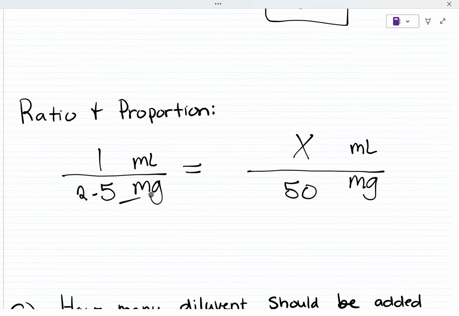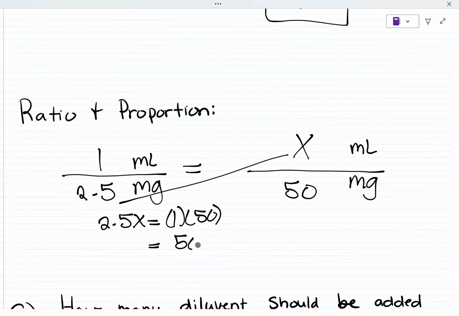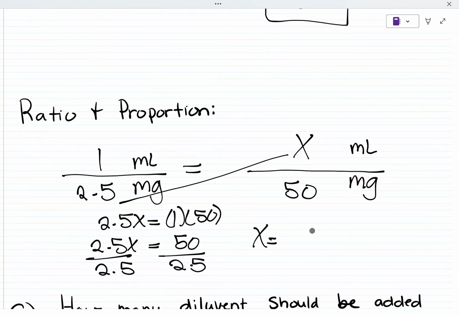Okay, go ahead and cross multiply. This is going to be 2.5x equals 1 times 50. 1 times 50 is 50 equals 2.5x. Divide this by 2.5. And you get 50 divided by 2.5 is still 20.